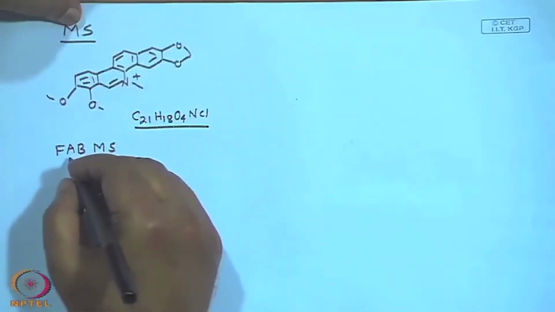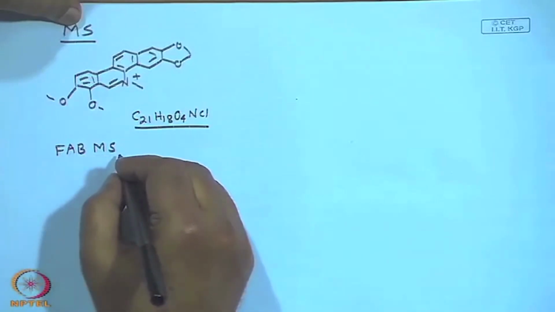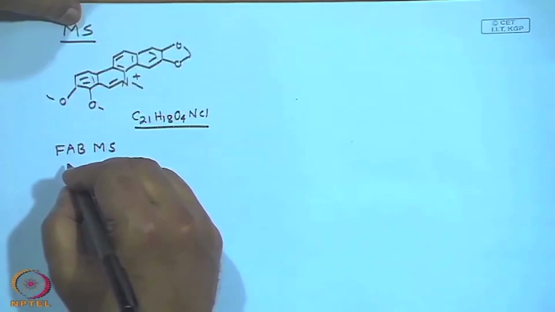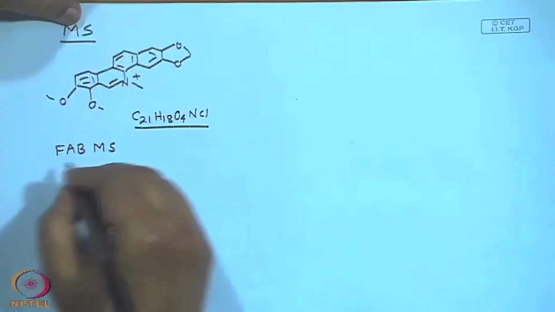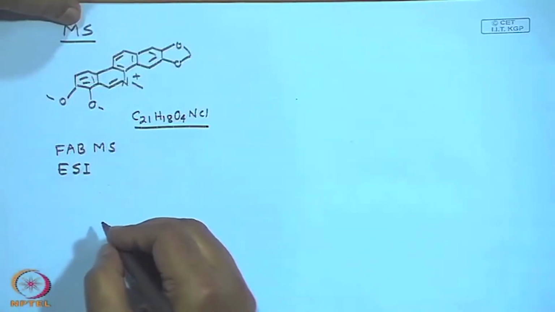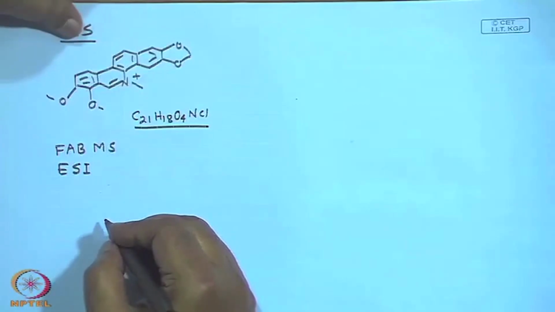Right, FAB is fast atom bombardment mass spectrometry. People, this is not popular now. It has lost its popularity. Now, the most common one is what we have now, ESI, electrospray ionization.